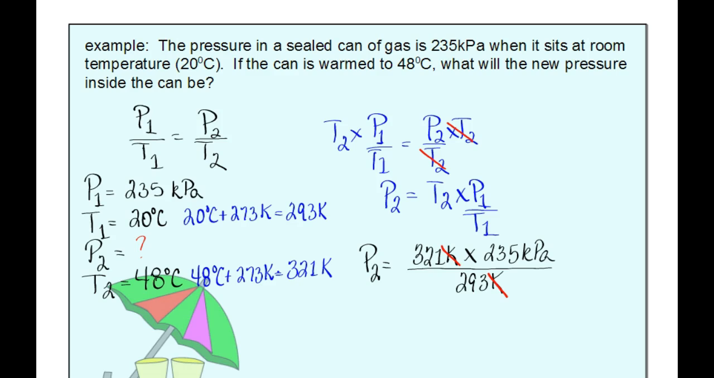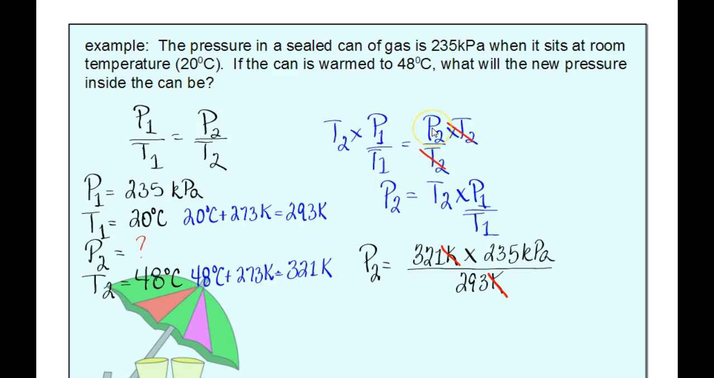And we want to know what the new pressure is going to be inside the can. So first, let's put our equation down. We learned that our equation is P1 divided by T1 equals P2 divided by T2. We're looking for the new pressure, so we're looking for P2, the pressure after the change. That means we have to get P2 by itself, much like what we did to get V2 by itself. We're going to do the same thing.